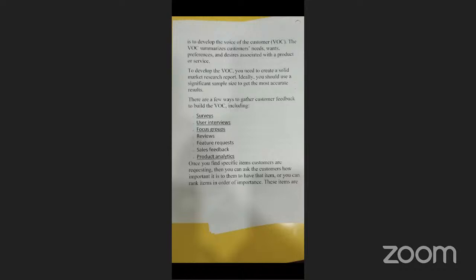So that to develop the voice of the customer we need to create a solid market research report. Ideally we should use a significant sample size to get the most accurate result.